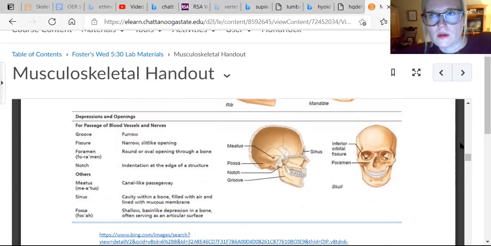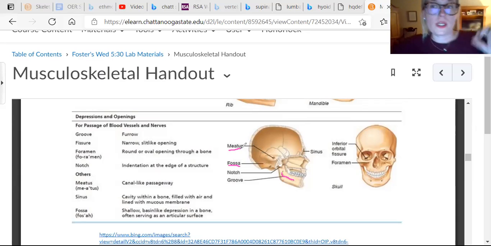Move a little bit more down. Now we've talked about all the way down to foramen, so let's look at those. Here's a groove. You can see the groove here. The fossa is just a depression. So when it says fossa, it's a depression. Meatus is not just a hole, but a hole that creates a tunnel. Think of it that way. The definition says canal-like passage, okay? But it's a hole that creates a tunnel. So your ear canal is a meatus, for example.